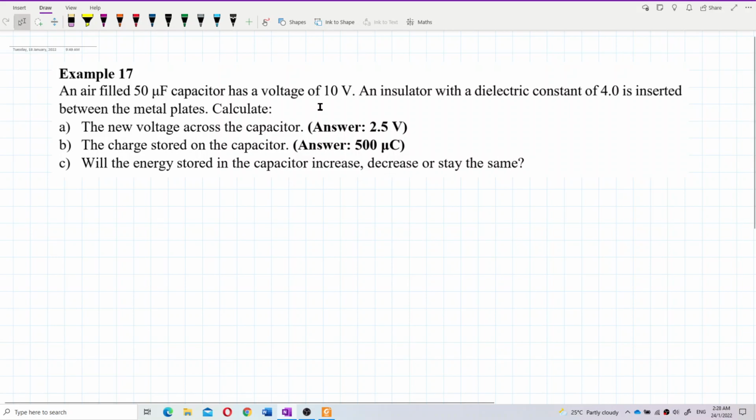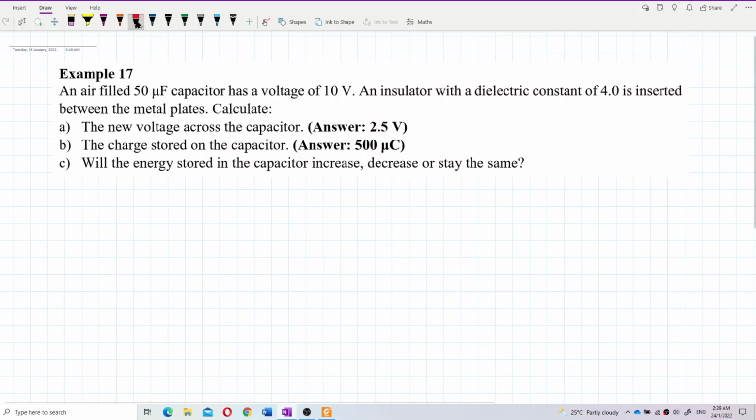Good. Okay, look at this condition. Is this question talking about the capacitor remaining connected to the battery or disconnected from the battery? Does it mention anything about a battery? No, isn't it? There's no battery involved here. So this capacitor actually is disconnected from the battery.